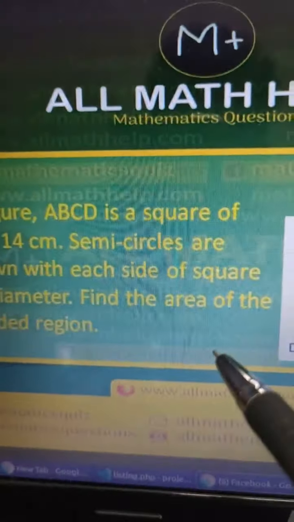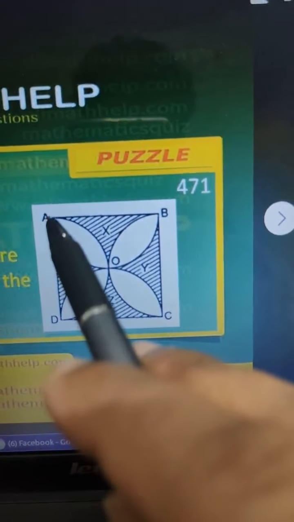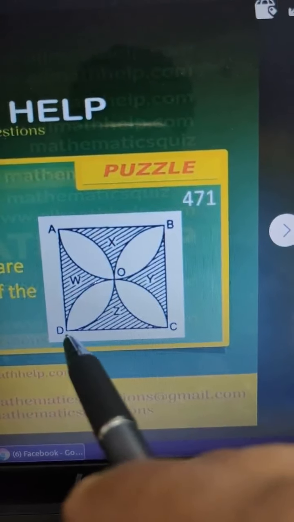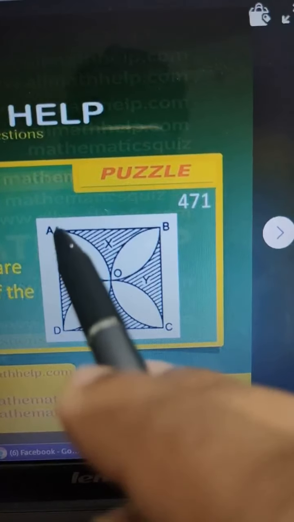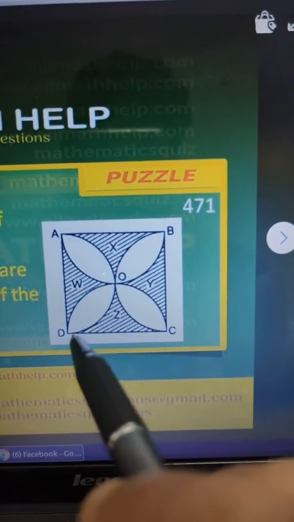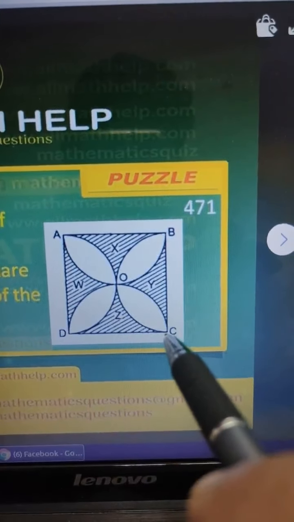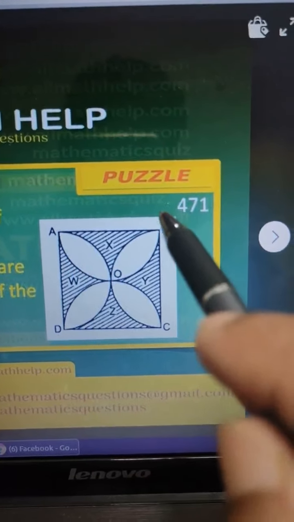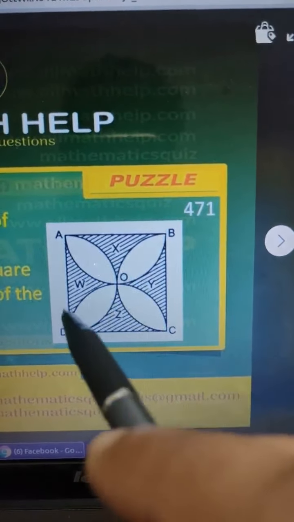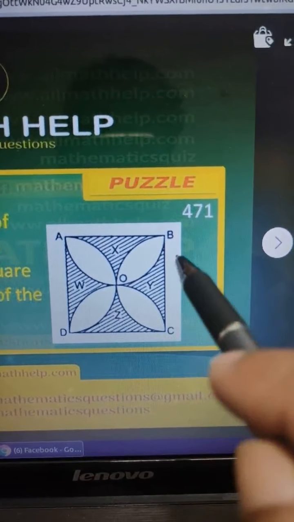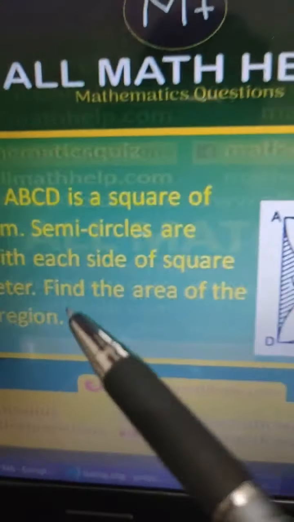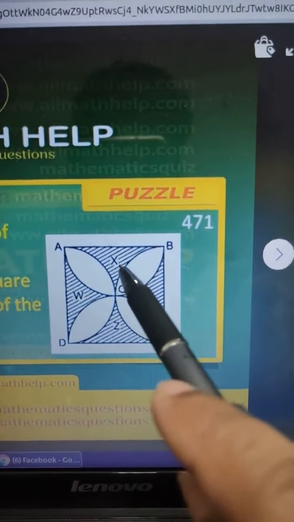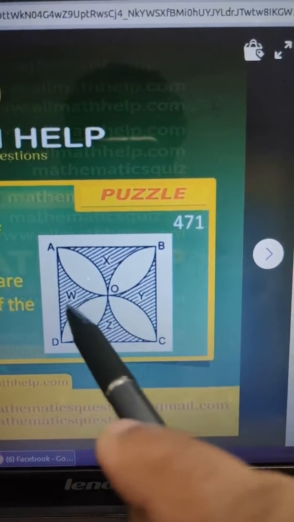Semicircles are drawn with each side of the square as diameter, and you can see that this one is a semicircle on AD, and AD is the diameter of this semicircle. Similarly, DC is also an arc that is a semicircle, and similarly BC and AB. You can see these are the four semicircles drawn on each side of the square as a diameter. And then find the area of the shaded region. The question says find the area of the shaded region. This one, this one, this one, this one.